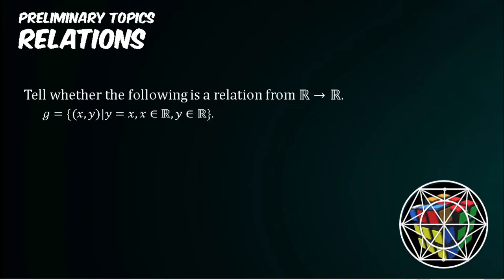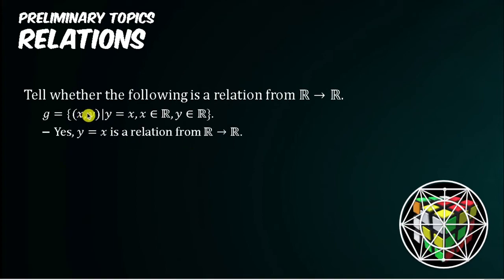Okay, let's tell whether it's a relation from R to R or a relation on R. So G is the set of ordered pairs x, y such that they are equal. We just put it in a list: first, an ordered pair where x and y are elements of R, and second condition, the two numbers must be equal.